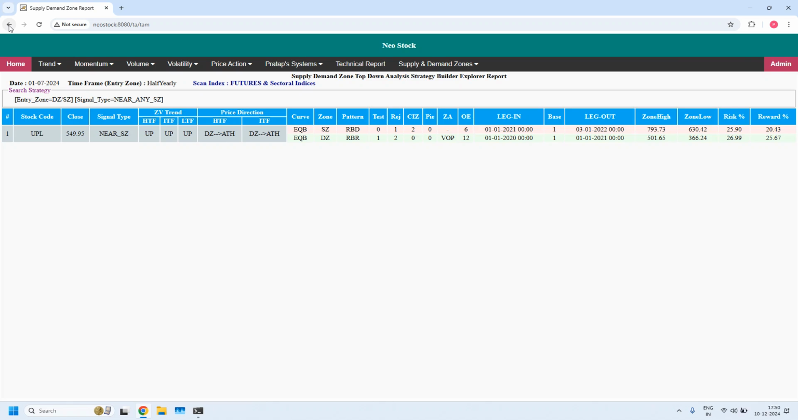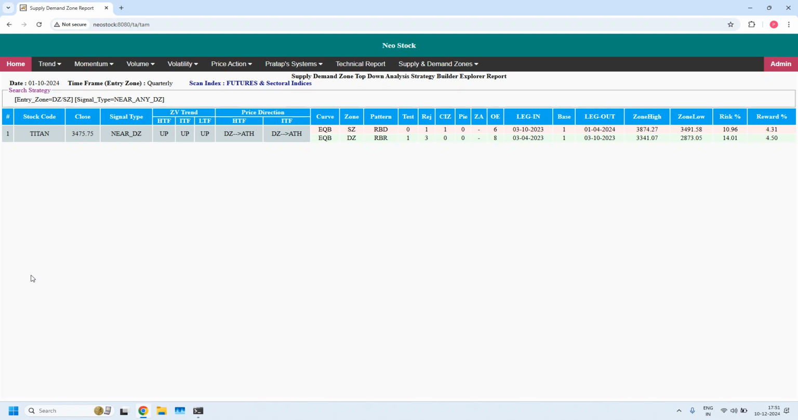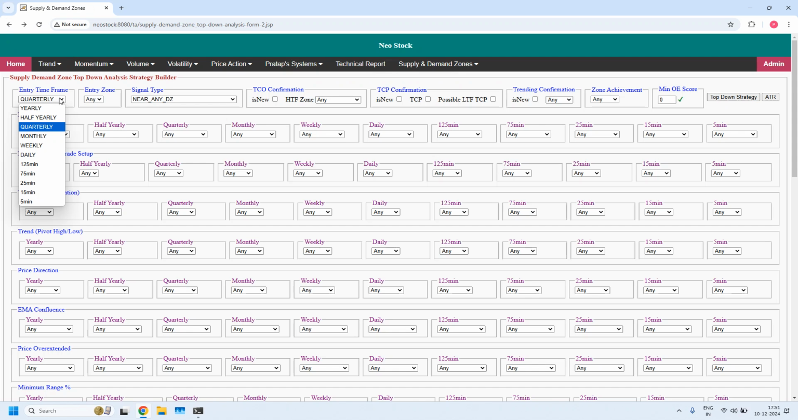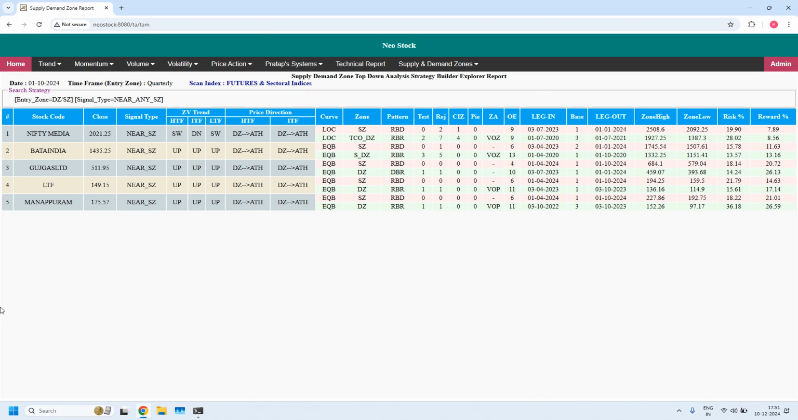Okay, now let's move on to the next time frame, quarterly. Stocks near quarterly demand zone. One stock is filtered. Next, quarterly time frame. Stocks near quarterly supply zone. 5 stocks are filtered.